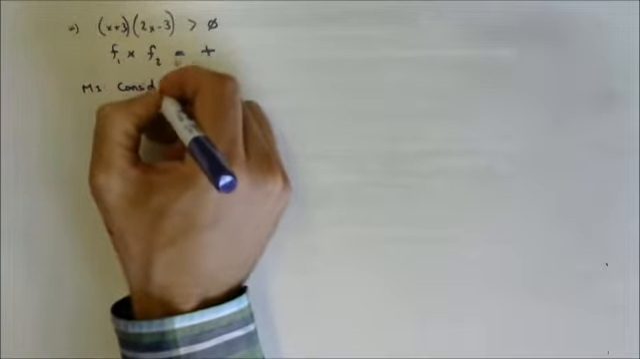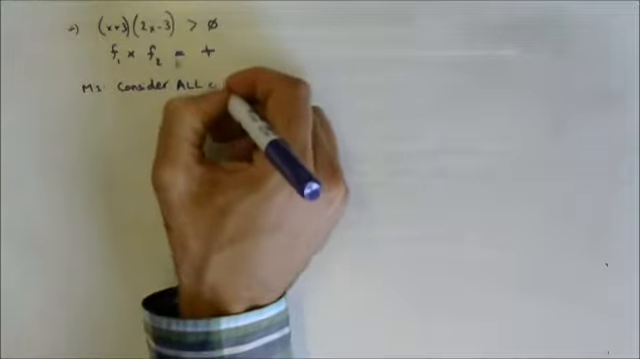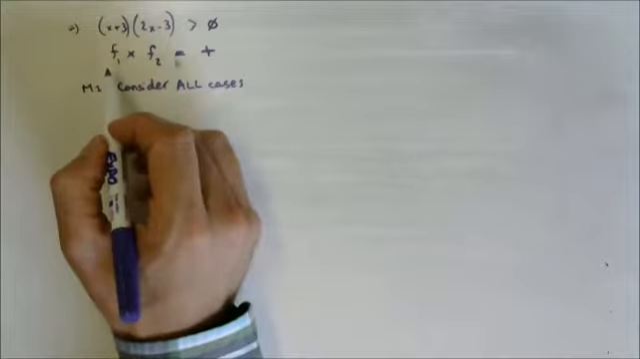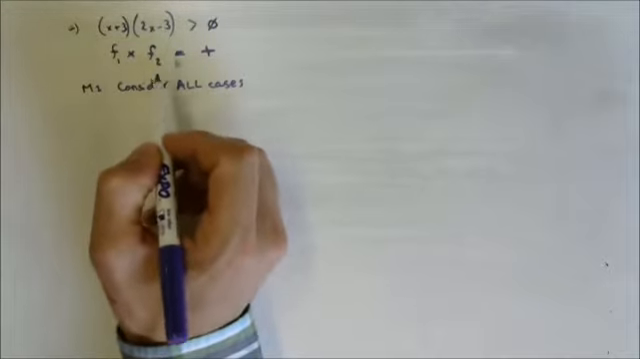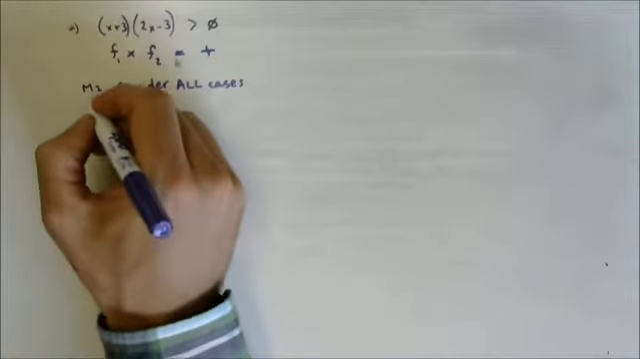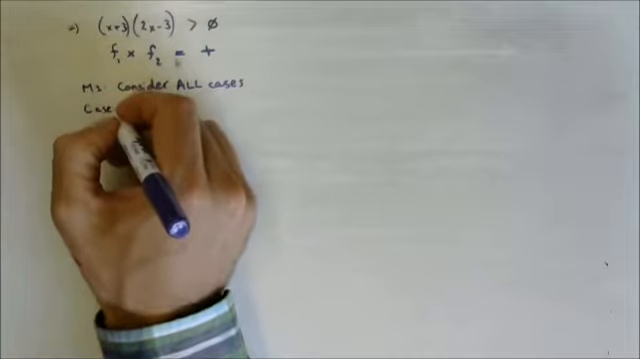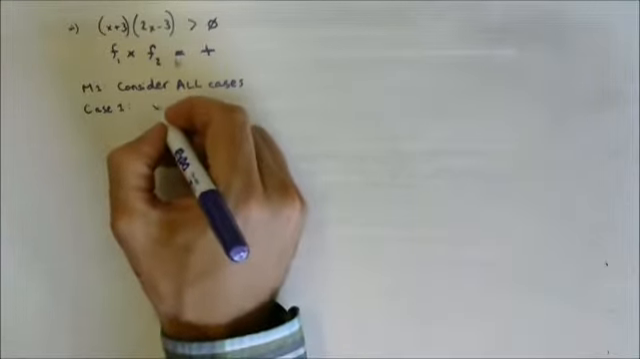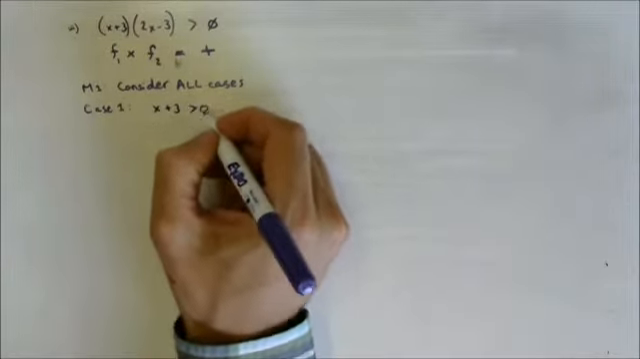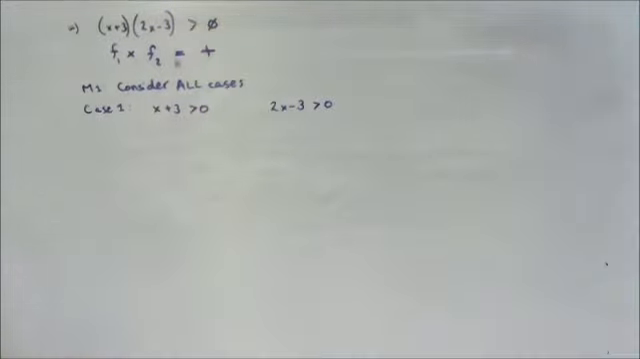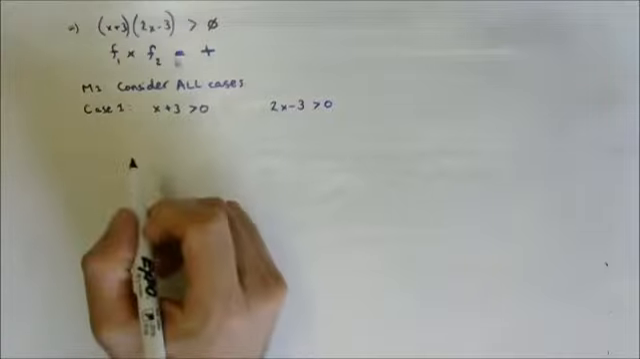Good. So we're going to consider all cases. In order for this statement to be true, either both factors are positive or both factors are negative. So case 1, in case 1, we could say x + 3 is positive and 2x - 3 is positive. Okay, so now we're going to work that out and we'll get a solution here.